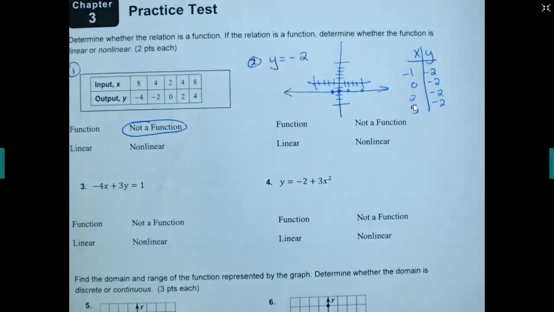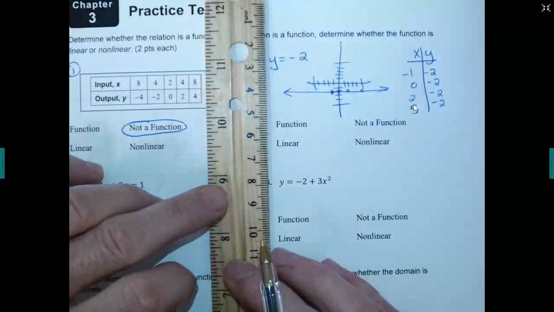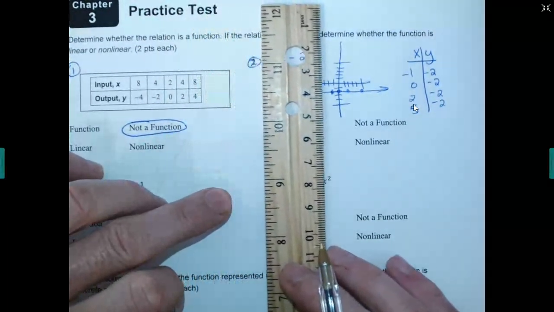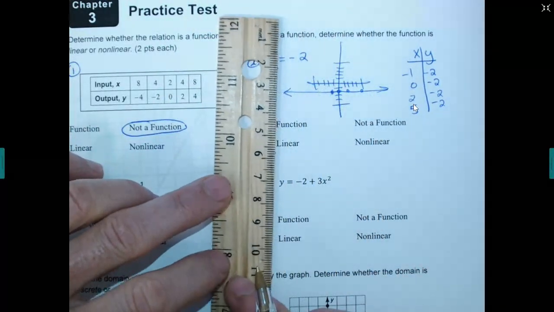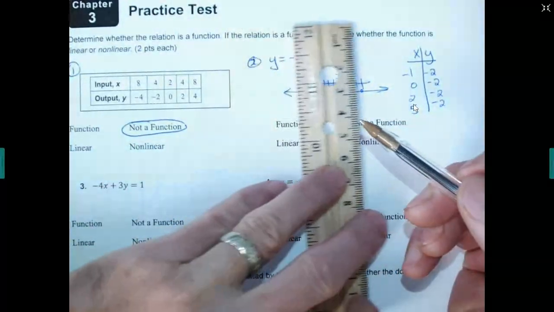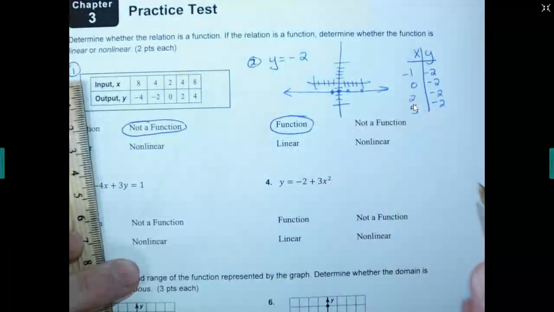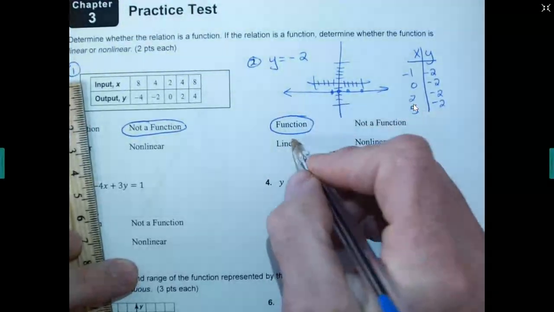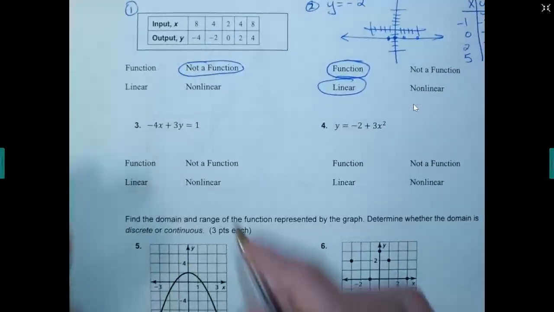So the first thing we want to determine is, is it a function? The easiest way for me to determine if it's a function is the vertical line test. Is there any point where a vertical line passes through 2 points? No, there's no point where it passes through 2 points. So yes, this is a function, and then it is also linear. Excellent.